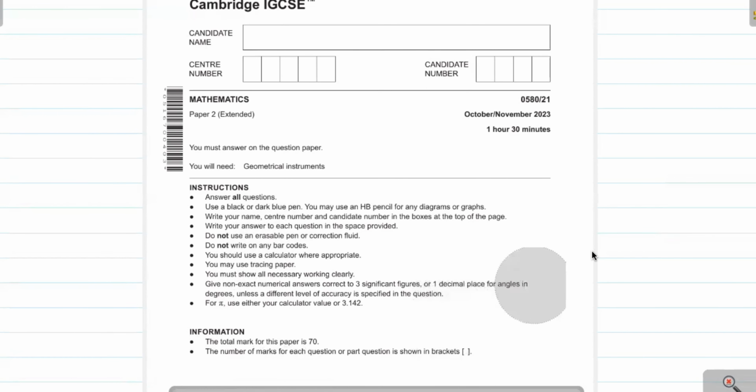Assalamu alaikum students. Today I am going to solve the IGCSE past paper October-November 2023, variant 1, paper 2. Now let's start the paper.